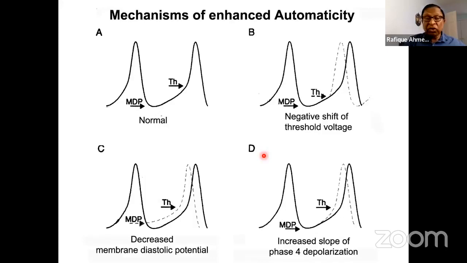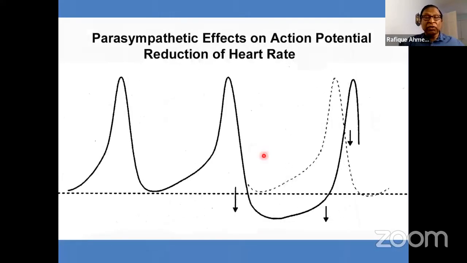I can have an enhanced automaticity from, for example, sympathetic tone. What will happen with parasympathetic? If this is the heart rate and there is increased vagal tone, what will happen? The membrane diastolic potential will go down, and it will take more time to reach the threshold, and that will slow the rate. So that's the mechanism of vagal action. And the reverse will happen with sympathetic tone, where the membrane diastolic potential will become less negative. This is the basic fundamental mechanism of how it's happening.